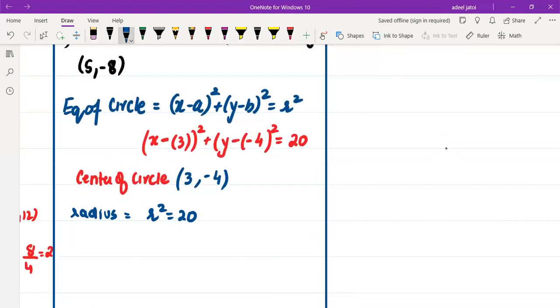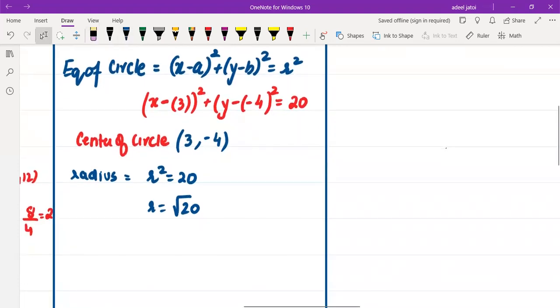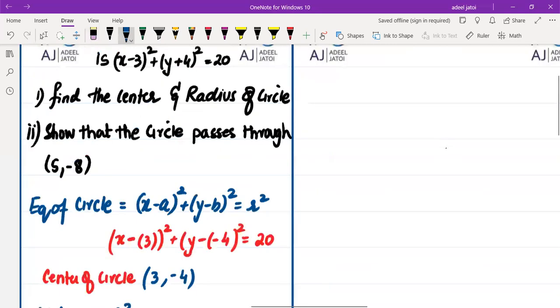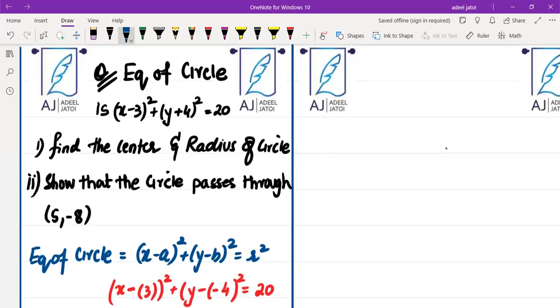So r will be under root 20. Considering under root 20, if we solve it in the form of a surd, r is under root 4 times under root 5, which is 2 under root 5. So this was your first part, finding the center and the radius of the circle.